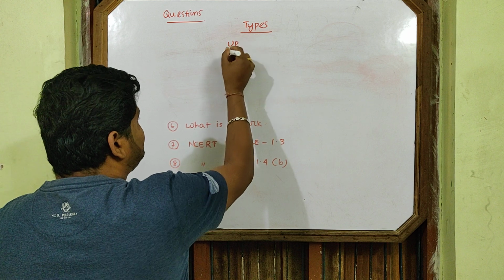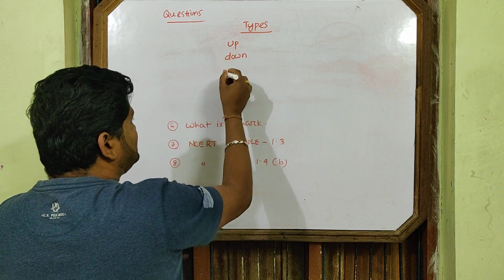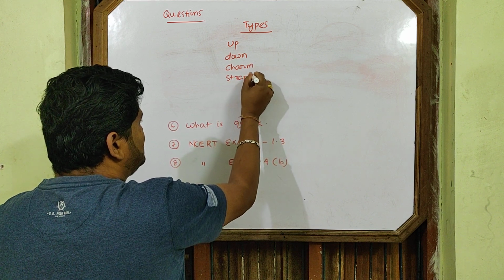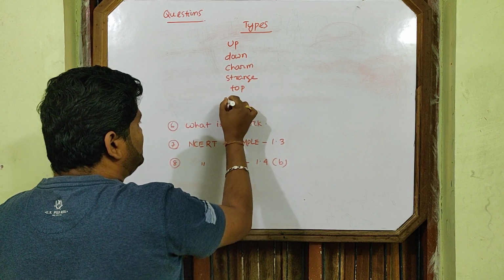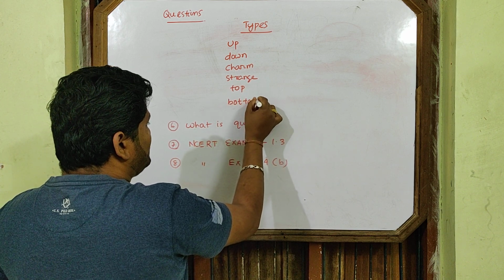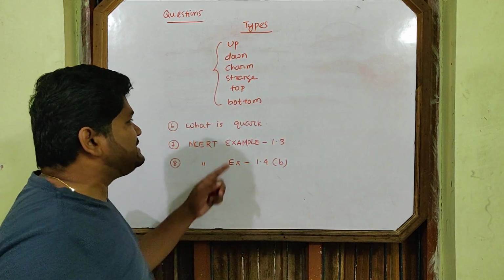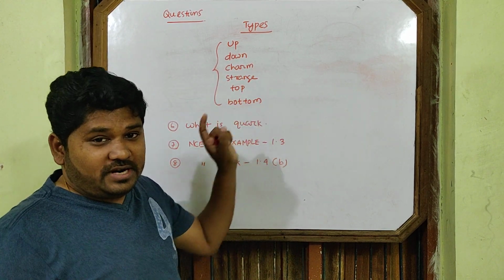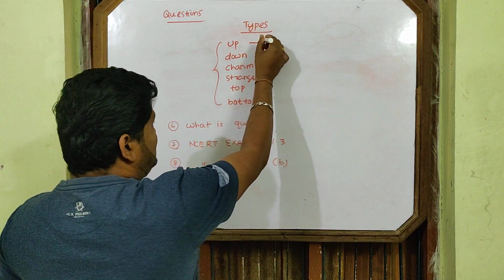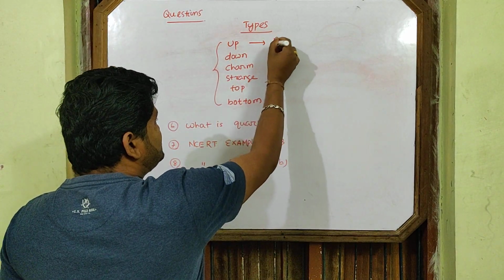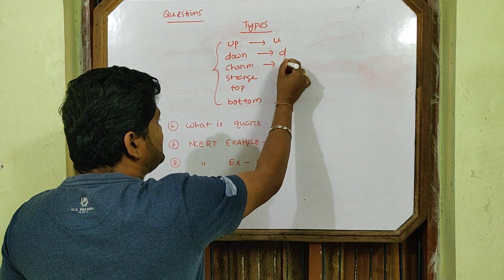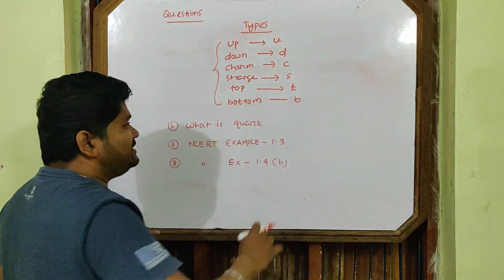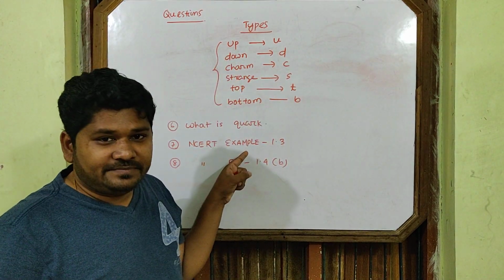Up quark, down quark, then charm, then strange, then top, then bottom. There are total 6 types of quarks. Also they have the anti-quarks, but we will not go to the anti-quarks. Now we will keep our limit up to quarks. They have the symbols U, D, C, S, T, B. These are the symbols denoted for these quarks.